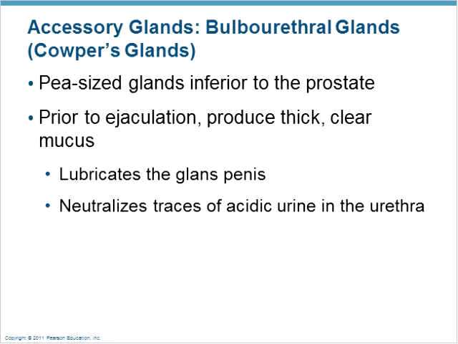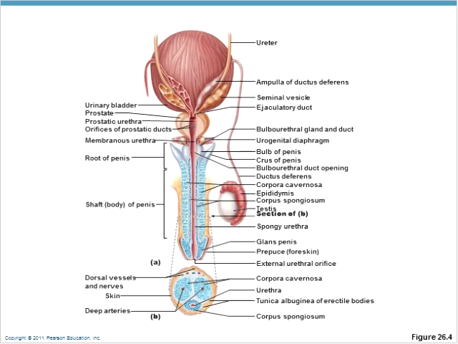And finally, we have Cowper's glands, which are pea-sized glands just inferior to the prostate. They're sometimes called the bulbourethral glands. Prior to ejaculation, they produce a thick, clear mucus which lubricates the glans penis and neutralizes traces of acidic urine that might be retained in the urethra, and that lets you see that also.